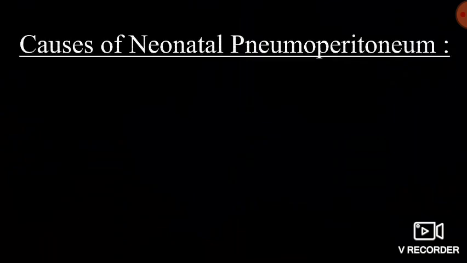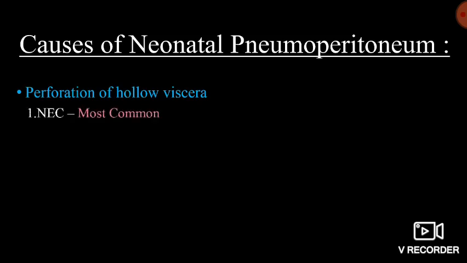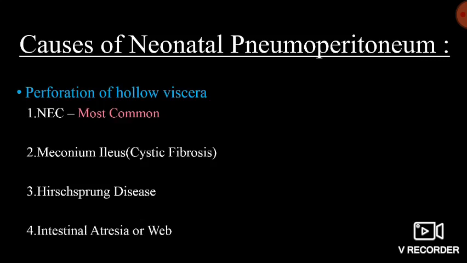Whenever you see a neonate with pneumoperitoneum, the next question to come to mind should be, what are the causes of neonatal pneumoperitoneum? So let's see one by one. Perforation of hollow viscera is the most common reason for neonatal pneumoperitoneum. Necrotizing enterocolitis is the most common cause. Other causes are meconium ileus seen in cystic fibrosis, Hirschsprung disease, and intestinal atresia or web.